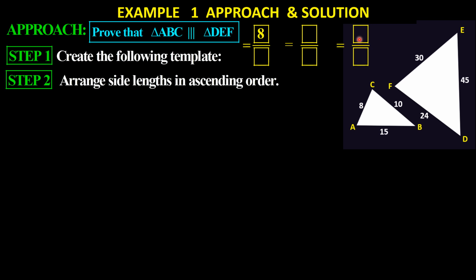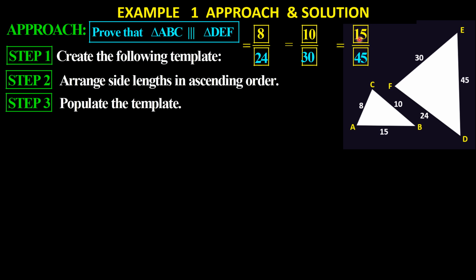So let's see, 8, then 10, and then 15. We look at the other triangle's sides in ascending order, that is 24, and then 30, and then 45, right? So we just populate our template with the lengths, but do them in ascending order. Or if you like, descending order, as long as you're consistent. Numerator in ascending, denominator in ascending there.